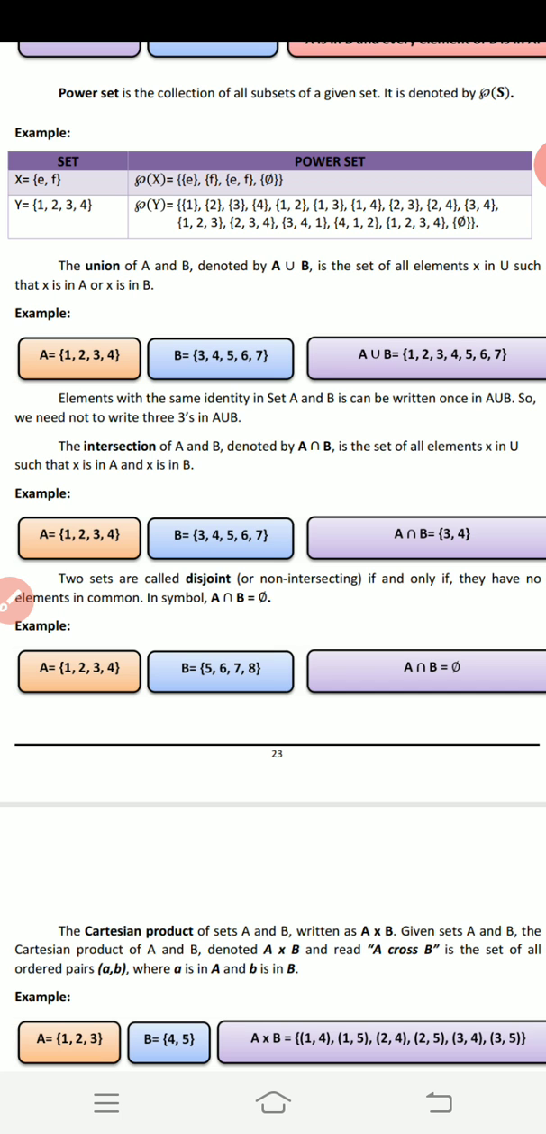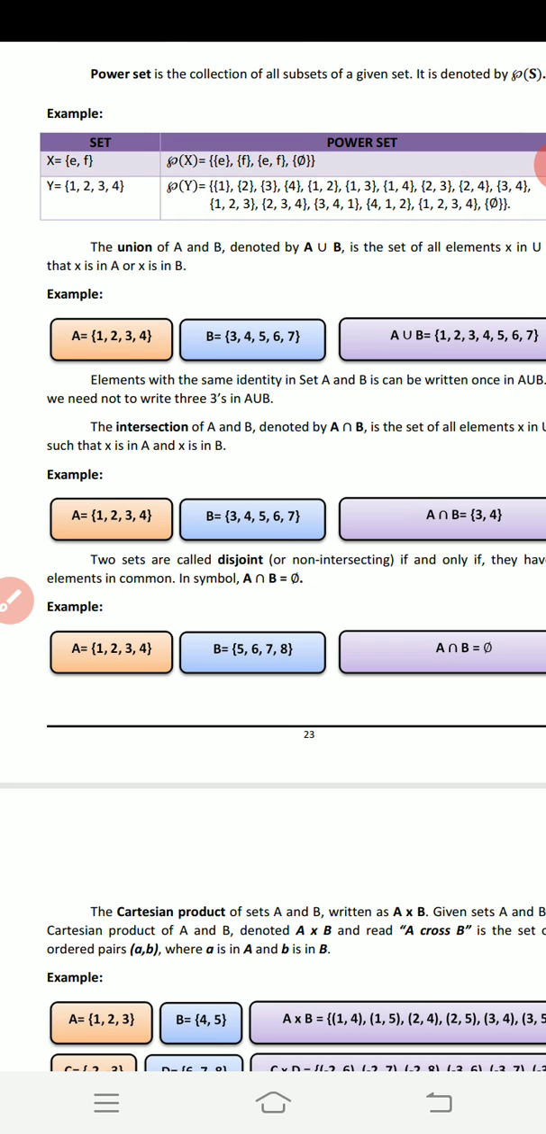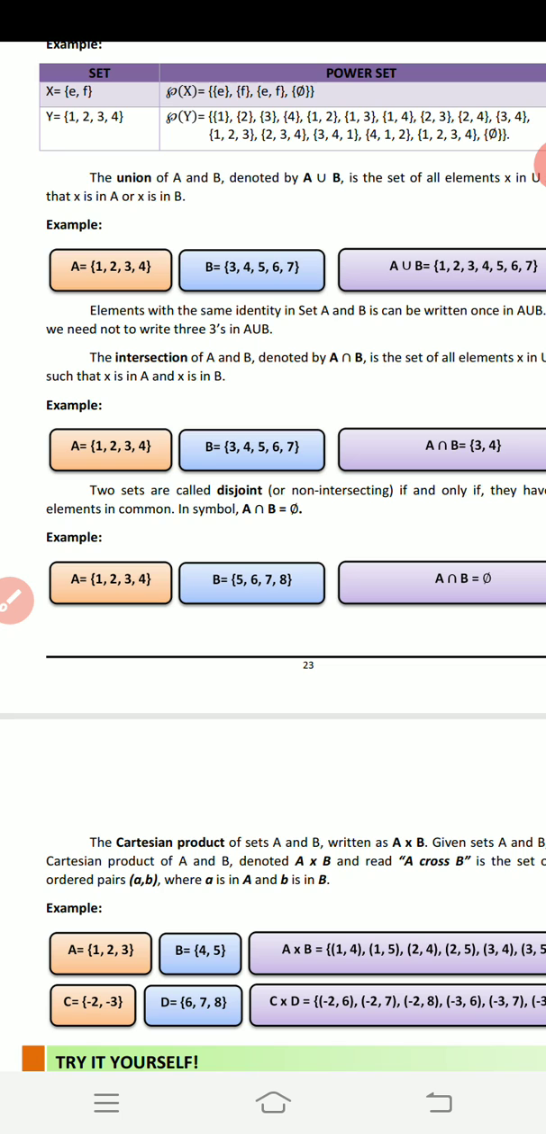So, they will be called disjoint or non-intersecting if and only if they have no elements in common. Okay. So, in this example, set A containing 1, 2, 3, 4 and set B containing 5, 6, 7. We can see, walang common elements sa kanila. So, they are non-intersecting or disjoint sets. So, yun lang yung condition doon kapag walang magkaparehas na elements sa dalawang given sets.